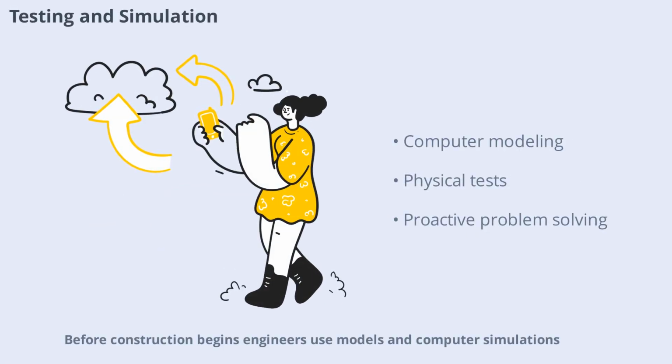Before construction begins, engineers use models and computer simulations to test how a structure will perform. These tests reveal potential problems and allow for adjustments before building starts. Physical models, wind tunnels, and earthquake simulators are just a few tools used to ensure stability. This proactive approach saves time, money, and lives.